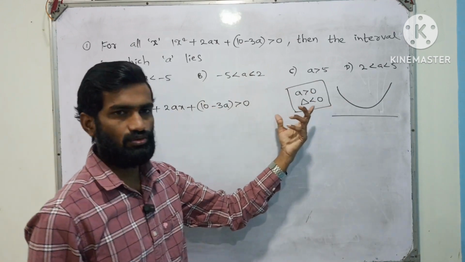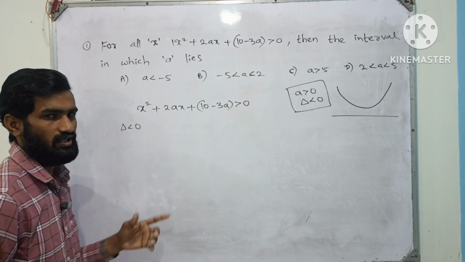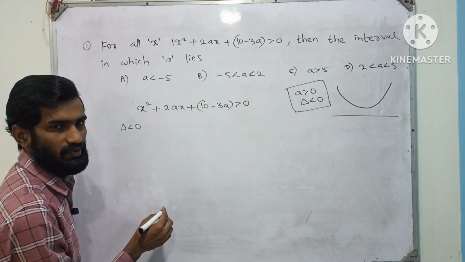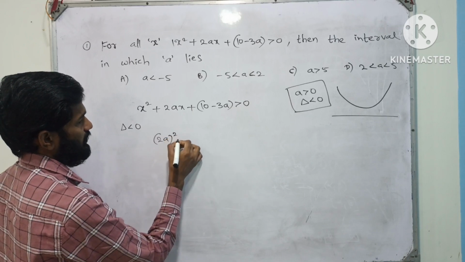Now what we need to take here is discriminant less than 0. What is discriminant? Discriminant is b square minus 4ac. Here b square minus 4ac is 2a whole square minus 4.